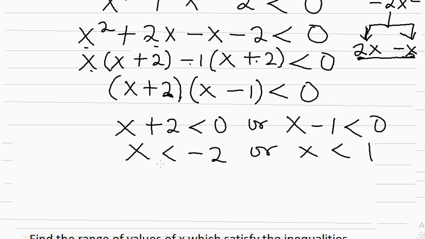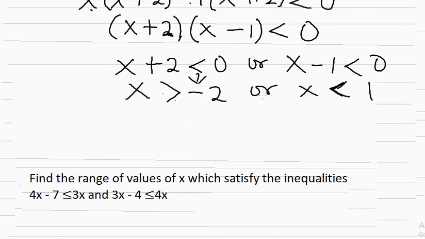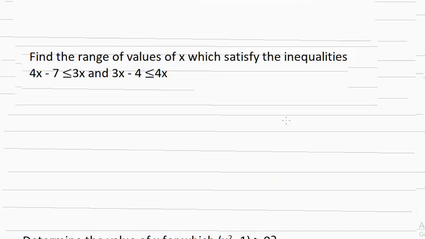Now, notice one thing. This is a negative sign. So in this very first case, x is going to be greater than minus 2, while this one, x is less than 1. The one with the negative sign will be greater, while the one with the positive will be less than. So now the question is solved. The value is x is greater than minus 2 or x is less than 1. Please take note of that.